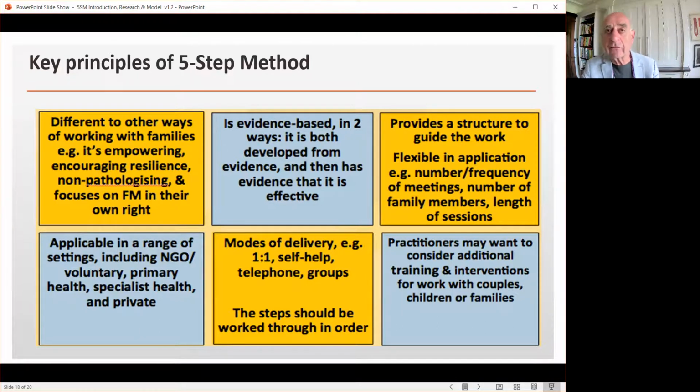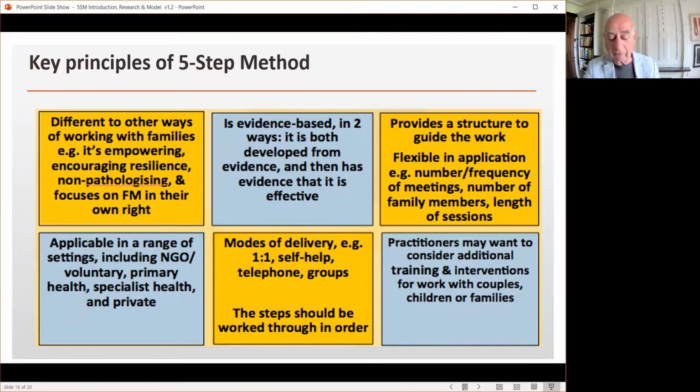We've done research to find out that it is applicable in a range of settings. So the research that we've done has included non-governmental organizations, voluntary organizations and charities, primary healthcare, secondary healthcare, specialist health services and settings and so on, addiction treatment units in private services, and we found it effective irrespective of the setting. It's flexible in terms of its mode of delivery.